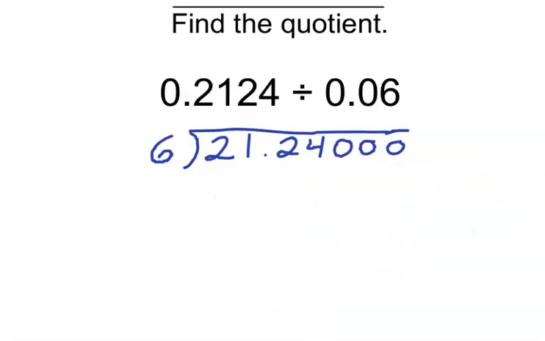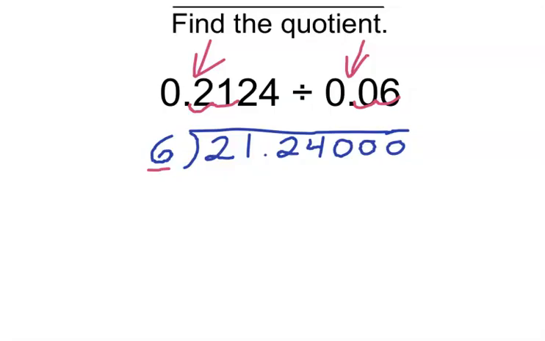All right, we're going to find the quotient again. Okay, but this time we have numbers that have decimals, and we do not want to have decimals in the divisor. Okay, so I moved it over 2 places, and that's what goes here. And then I moved it over 2 places. So we have 21.24000. I just added the zeros because I never know. So I just do that anyway.